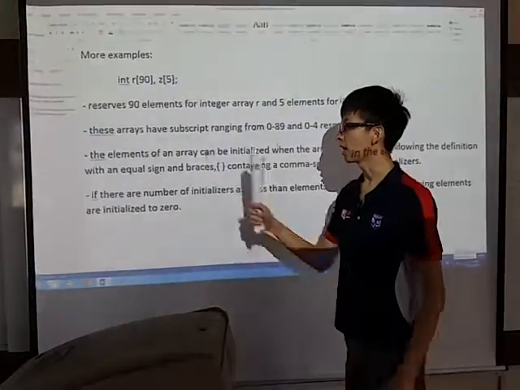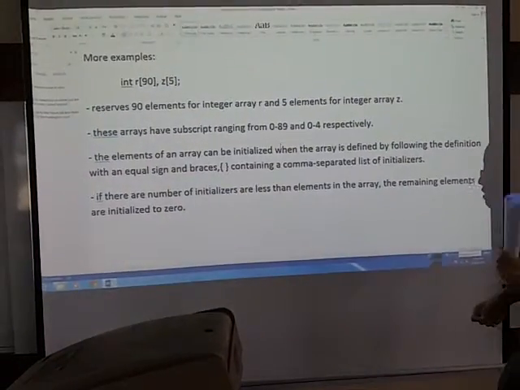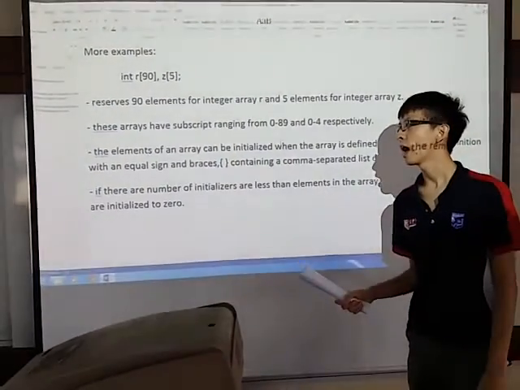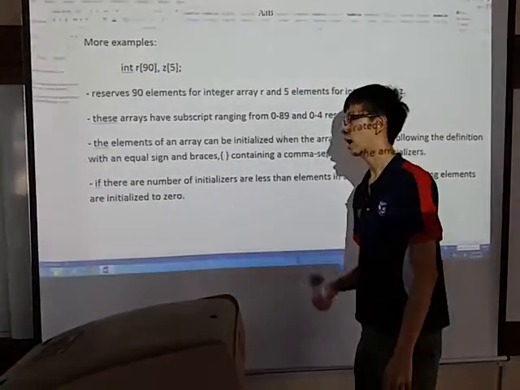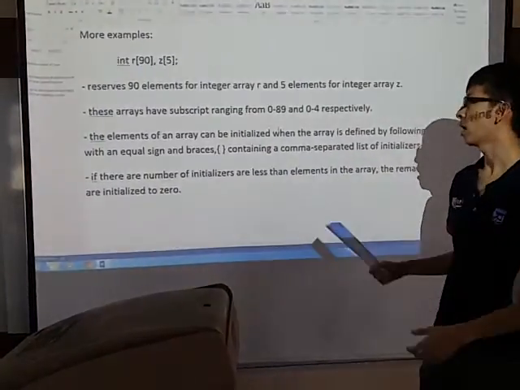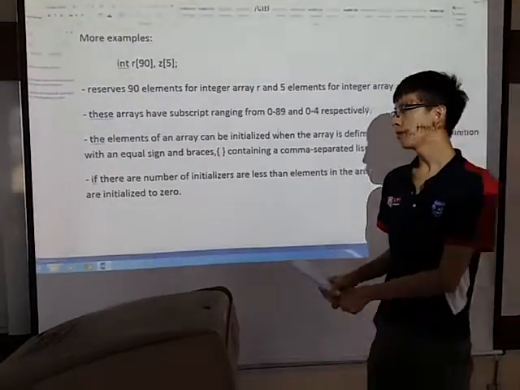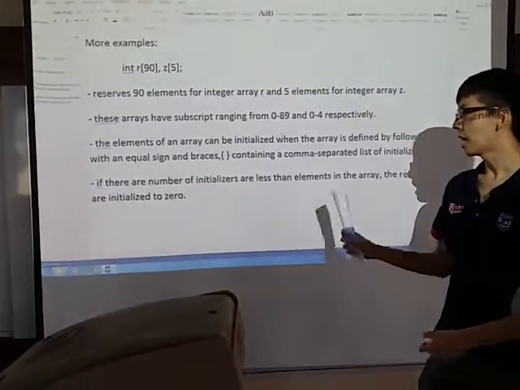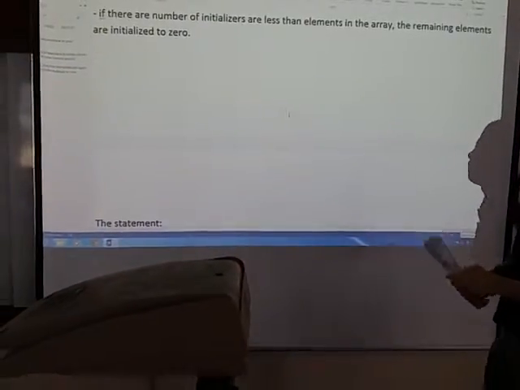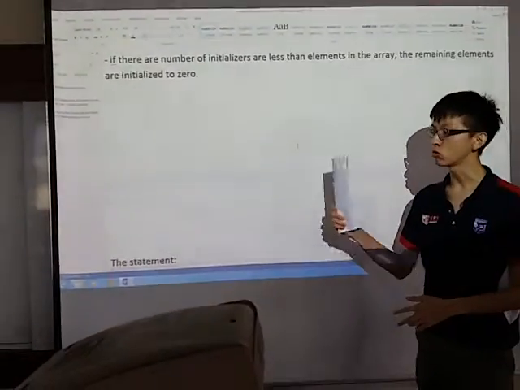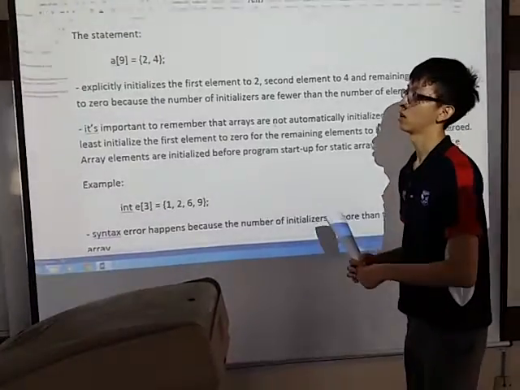The elements of an array can be initialized when the array is defined, following the definition with an equal sign and braces, curly brackets, containing a comma separated list of initializers. If the number of initializers is less than the number of elements in that array, the remaining elements are initialized to 0. So let us look at the example.